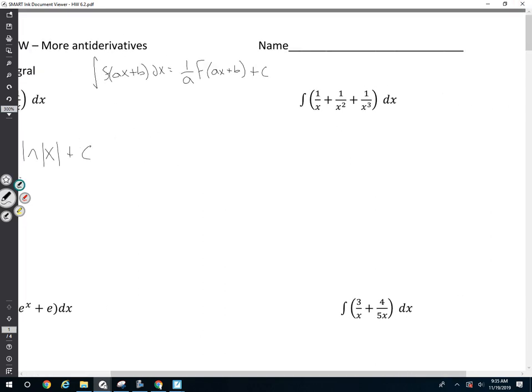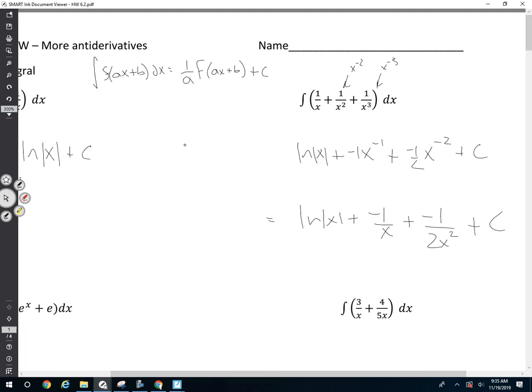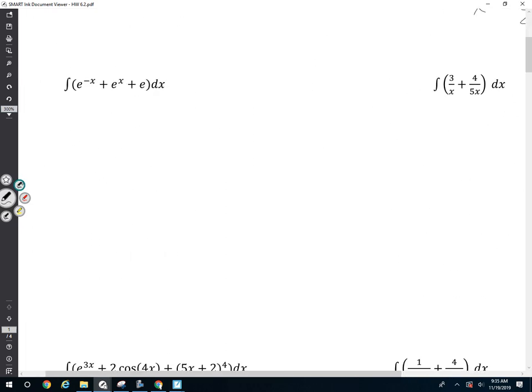For these 3, first I have log of absolute x. But then for the other ones, x to the negative second, this is x to the negative third, I have to use the power rule, and it's like add 1 to the power, multiply by the reciprocal of the power, in that order. That's the whole idea with this. So add 1, multiply by the reciprocal, then maybe rewrite. So I get log of absolute x plus negative 1 over x plus negative 1 over 2x squared plus c. Okay?